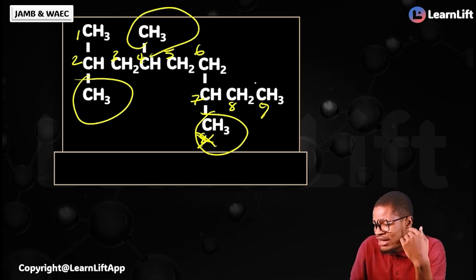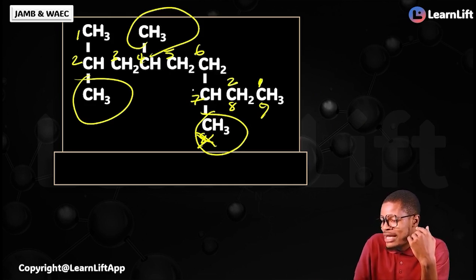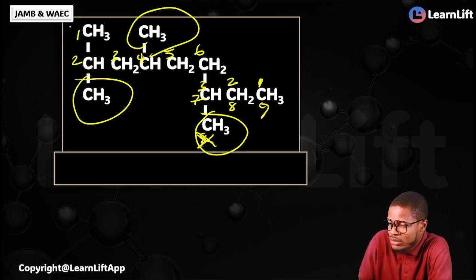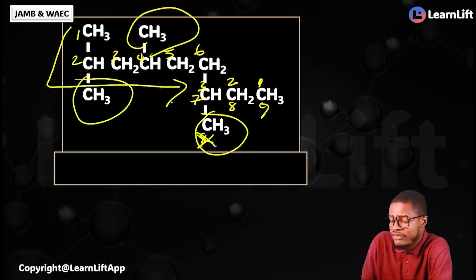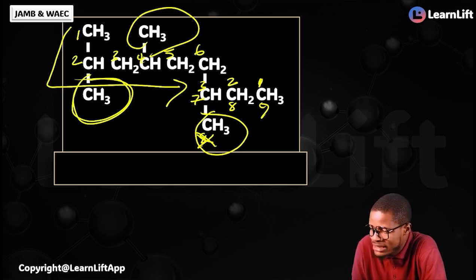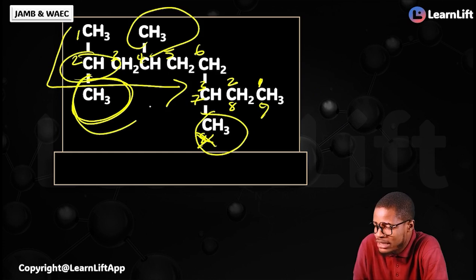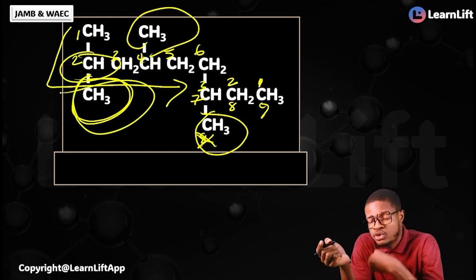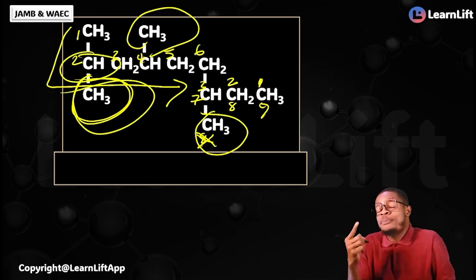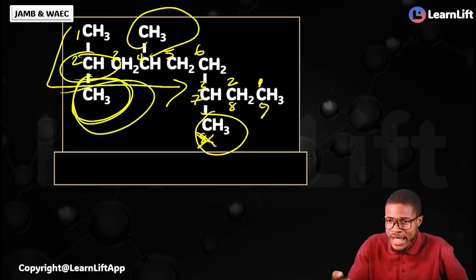Okay, sir, what if I start counting from here? Here is my 1, here is my 2, here is my 3. Let me show you what will happen there. If you count it this way, the first way we have gone, at carbon 2, that's where we have our first substituent. Because you must give the least possible value to the substituent. But let's say that position 9 is position 1. What will happen there? Let's see.